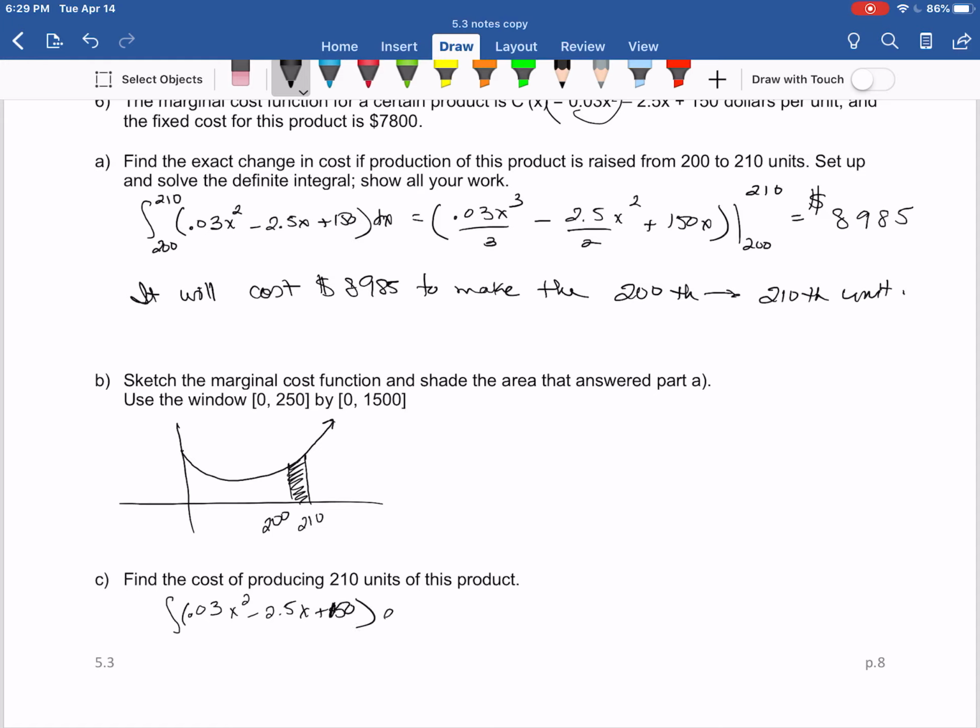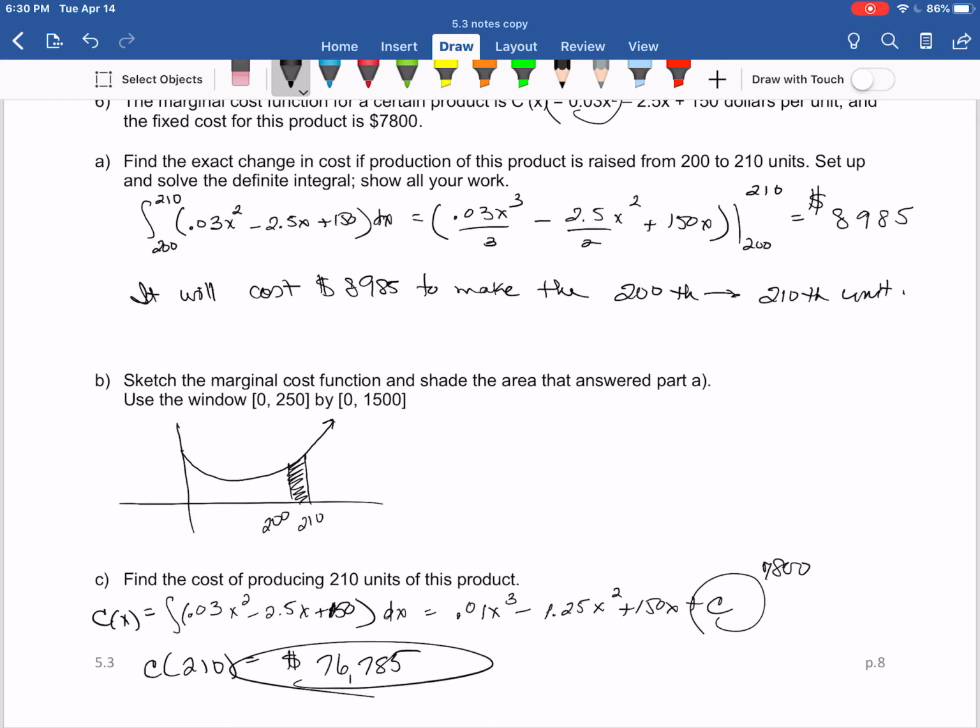Without the bounds, you would write down something like 0.01x cubed minus 1.25x squared plus 150x. And then you would add this constant, the constant of integration. Now, in this particular example, we know that constant of integration. That constant of integration is your starting cost, your fixed cost, $7,800. That's why that was provided to you. So now, this is C of x in general. We want to know the cost of making 210 units, so we just plug 210 into that function. You end up getting $76,785 to make those units.